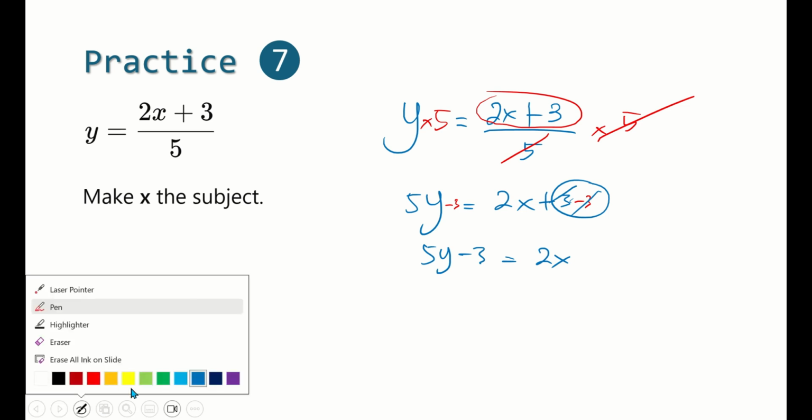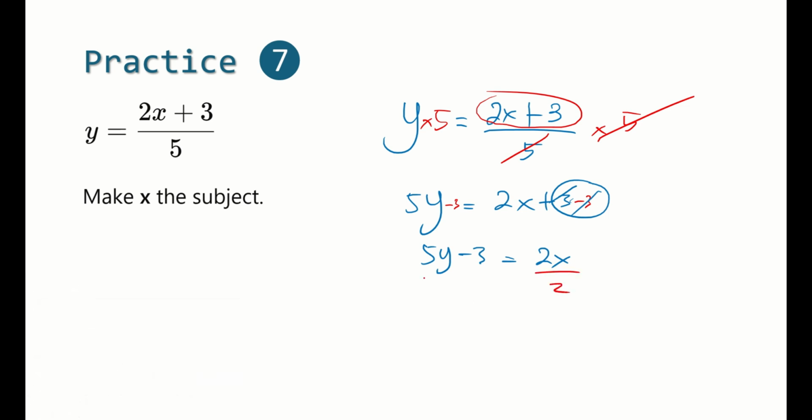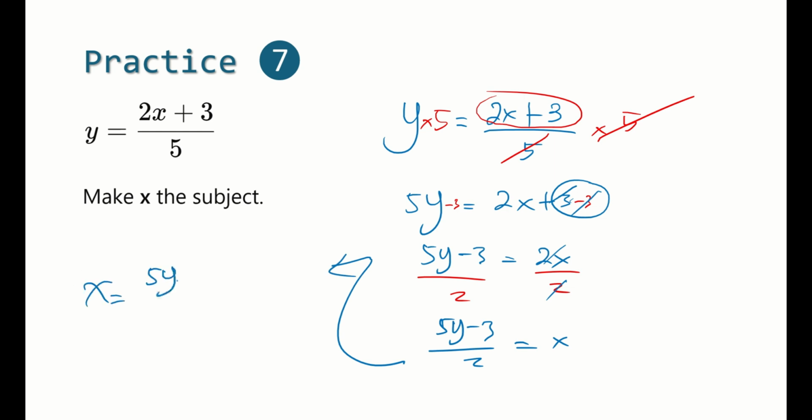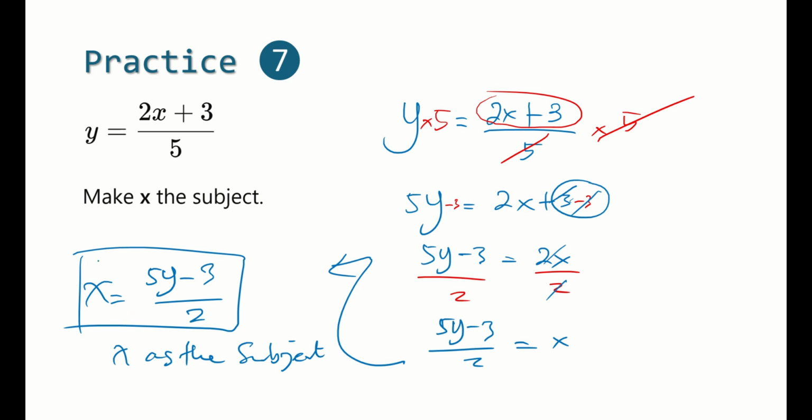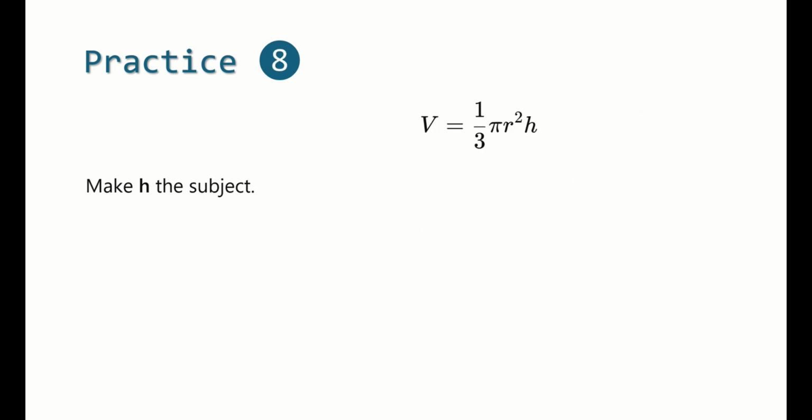We need to let x alone. So divide by 2. Divide by 2. Yeah. So 5y minus 3 over 2 equals to x now, because we cancel this 2, right? So this is our final answer actually. But then you need to express x equals to 5y minus 3 over 2. So this is our final answer, and x is the subject. Clear, yeah? You always put x on the left side, because usually students find it convenient to have it, yeah.